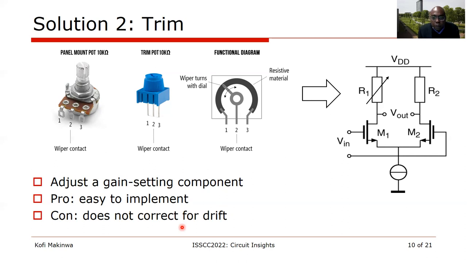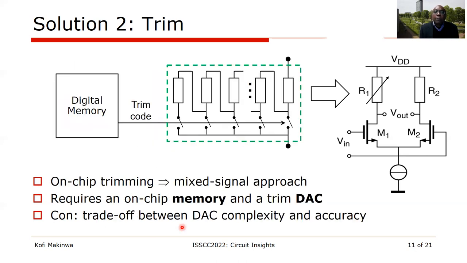I'll come to that, but let's think about how you do things on a chip, because on a chip, you don't have a little potentiometer that you can turn. So you have to do it in a different way. The way that's typically done on chip is that you would make this resistor R1, or at least part of this resistor, out of a chain of unit elements. And then by connecting some switches, we can choose how many of these unit elements we will connect in series to make the final value of R1.